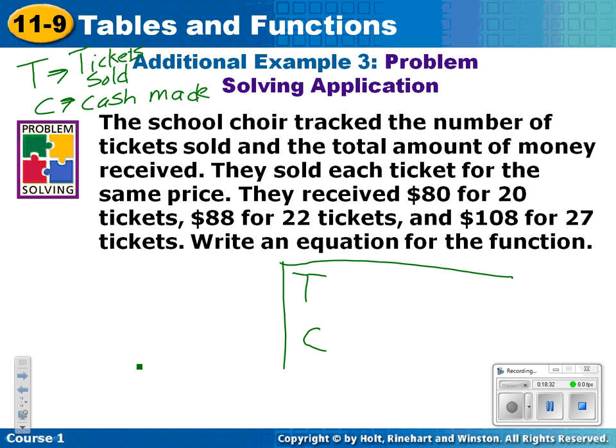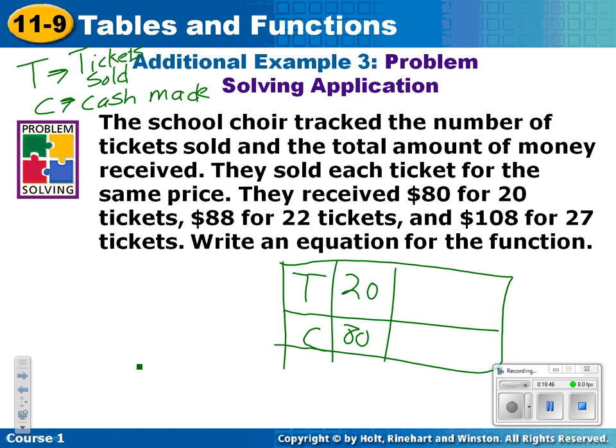Okay, so I got my little table here. Tickets sold. How about 20 tickets sold? What's the amount of cash made? 80. Then it says 22 tickets sold. What is the cash made? 88. And then 27 tickets sold, and we got 108. Okay.